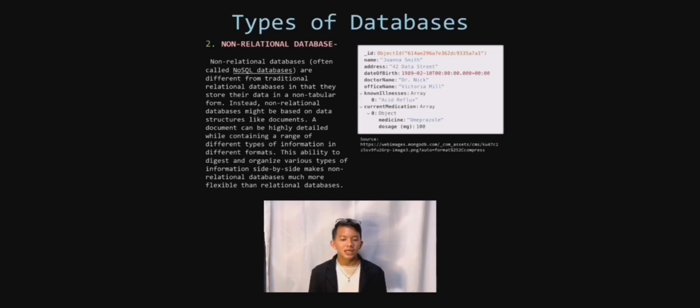It's written here the ID, the name, the address, the date of birth, the doctor name, office name, and so on and so forth. So the difference of non-relational to the flat file is that a flat file is one table, compared to this non-relational, which is just a non-tabular format. So that's it.